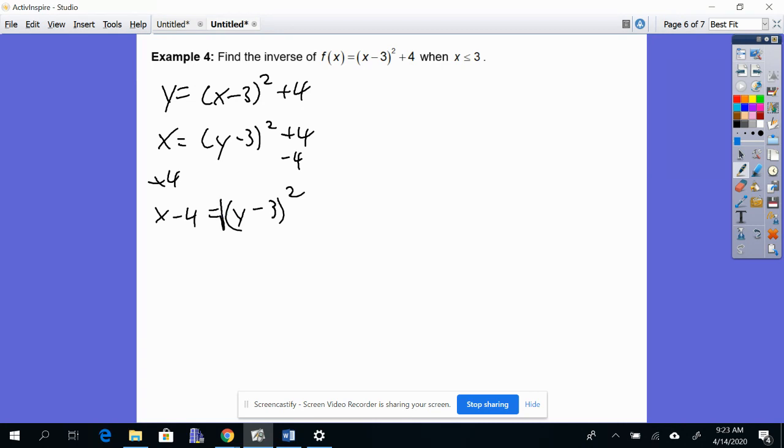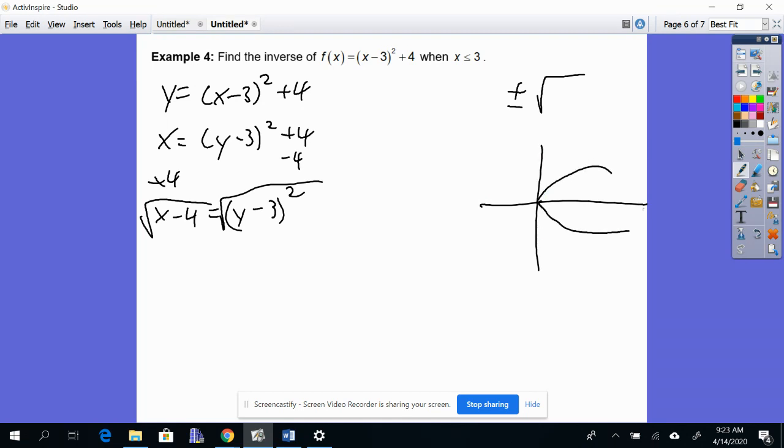Okay, get rid of a square, we take the square root. Now I need to be careful here, because if I do plus and minus, like we've done in the past sometimes when we take square roots, what that's going to do is produce this. And I don't want that, because I don't pass the vertical line test. So I need to be careful that I'm only using the positive or the principal square root.